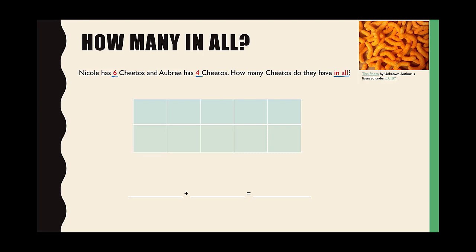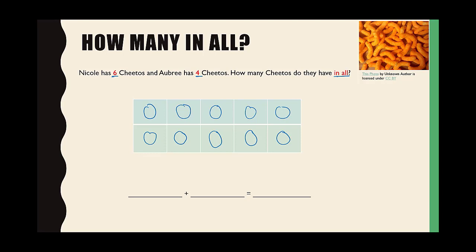So what we're going to do is we're going to use our 10 frame and we're going to draw circles to represent our Cheetos. So Nicole has 6 Cheetos, so I'm going to draw 6 circles in my 10 frame. 1, 2, 3, 4, 5, 6. And then it says Aubrey has 4 Cheetos. So I'm going to draw 4 circles for Aubrey's Cheetos in my 10 frame. 1, 2, 3, 4.